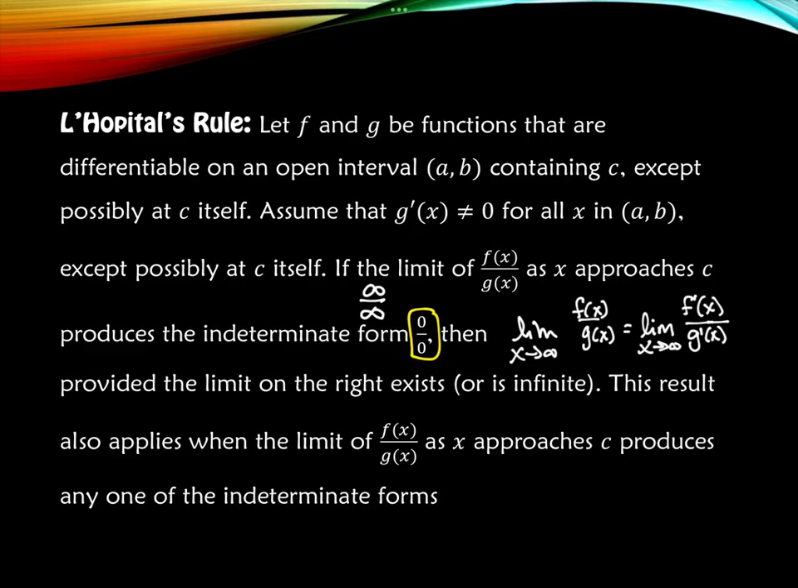This result also applies when we have the other indeterminate forms. I'll write them down here then again: infinity over infinity, negative infinity over infinity, and infinity over negative infinity. So pluses and minuses of infinities. And we already mentioned 0 over 0. We'll put them all there compact together.